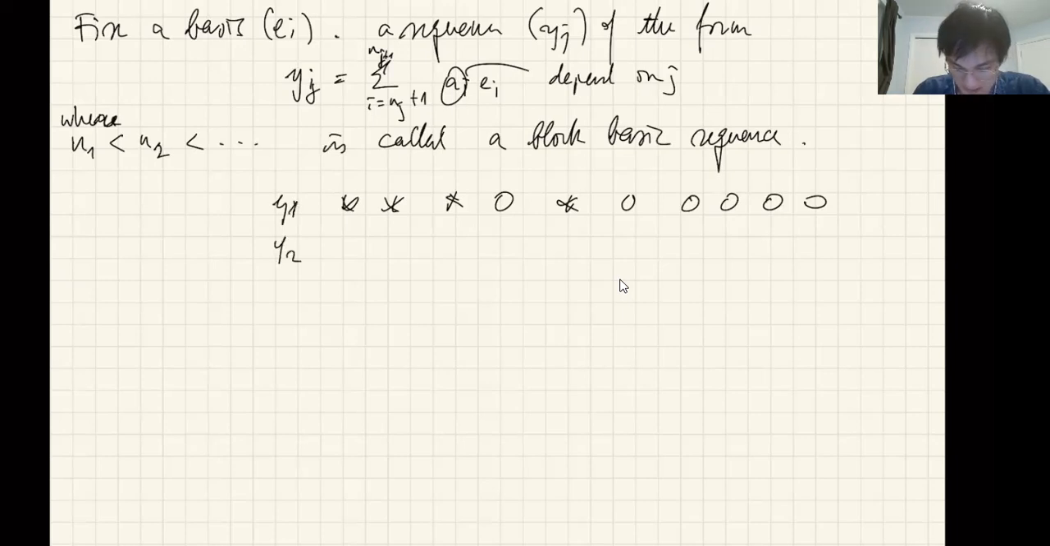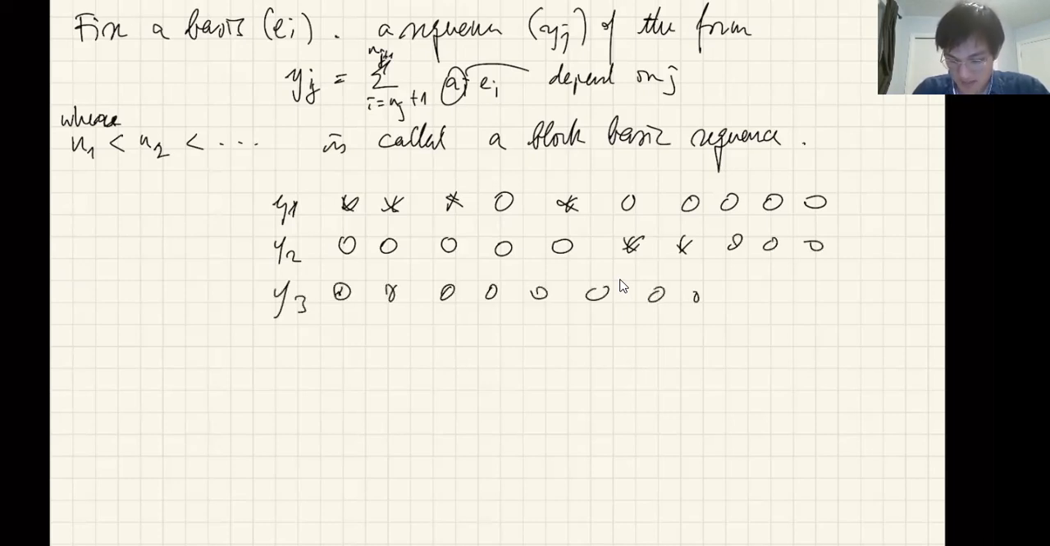Y2, we have to have zeros everywhere. Then maybe we can put something here. Okay, and then maybe it's 0, and then y3 has to have zeros everywhere because it comes after these. I hope I line up the zeros. But now it's free to have some amount of non-zero coordinates and so on. Okay, so that's a block basic sequence.